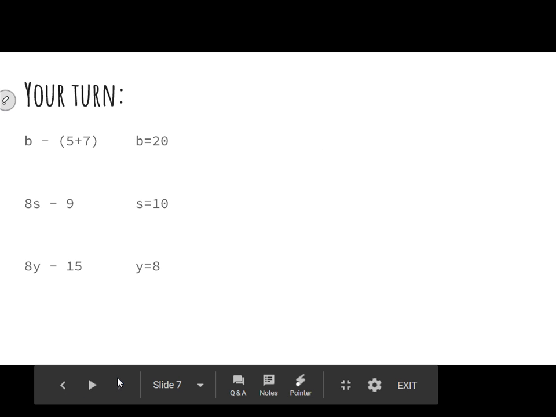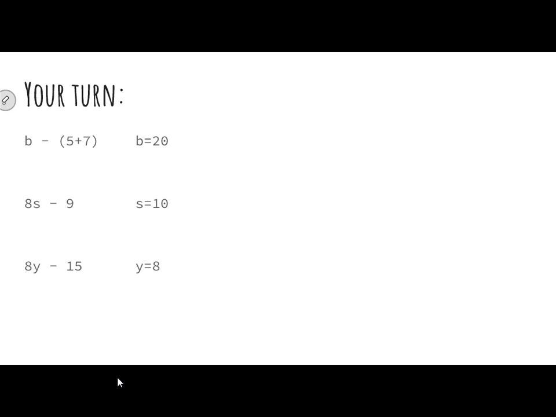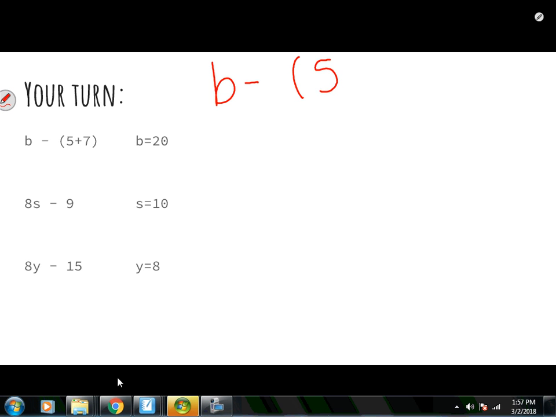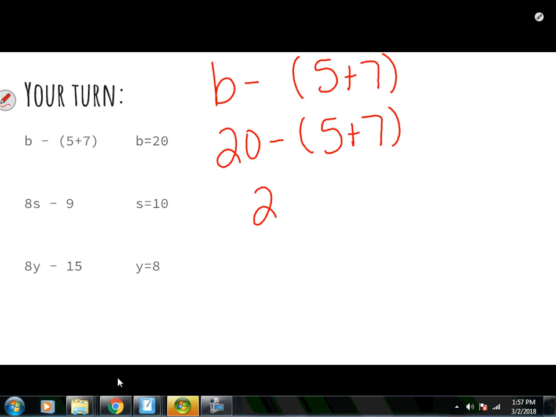Again, pause the video, work these out, and then we'll go over them. Okay, this first one looks a little bit different than what we've been doing. We've got b minus 5 plus 7 when b is equal to 20. So we have 20 minus 5 plus 7. Using the order of operations, 7 plus 5 is 12. So we have 20 minus 12 is equal to 8.